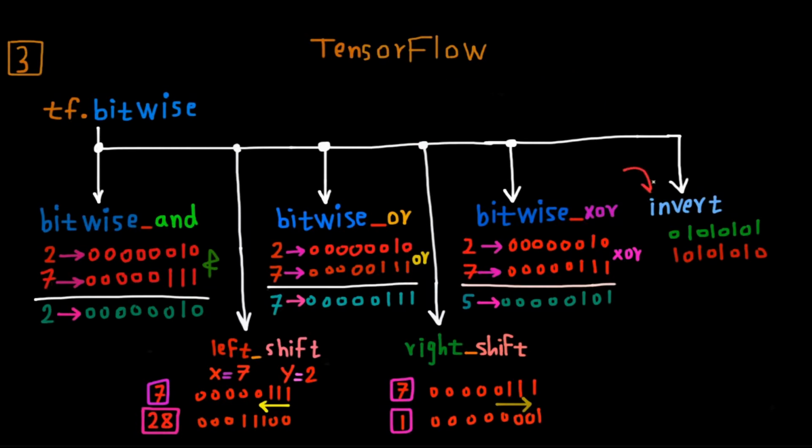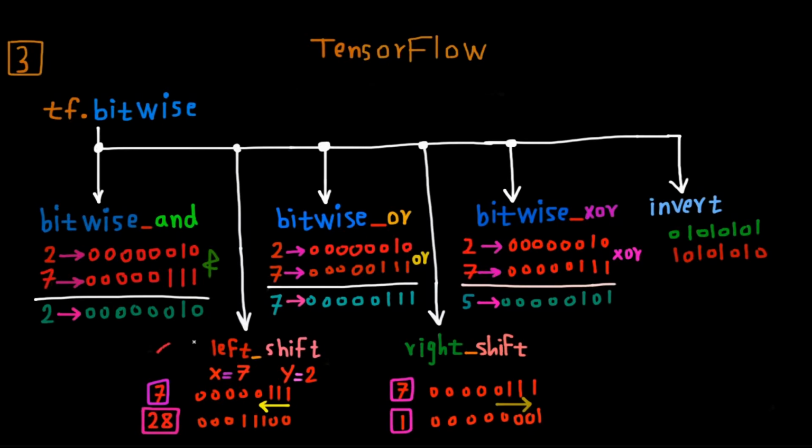Now let's go to the invert function. This function will take only one argument, which is the x argument. It is just a tensor and the data type of this tensor must be one of the data types that we said before. Let's say x equals this binary number 10101010. If we apply the invert function on this binary number, the result is equal to 01010101. So this function inverts or flips each bit in this binary number.